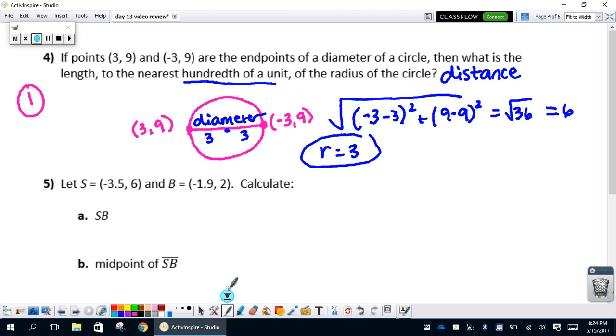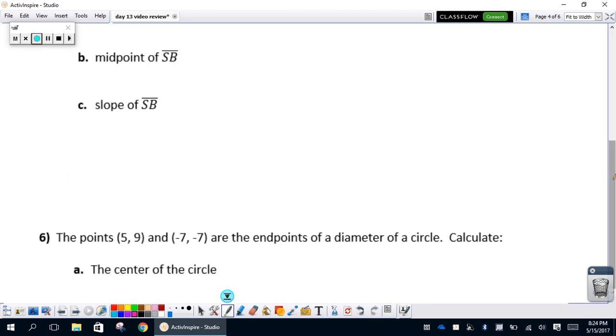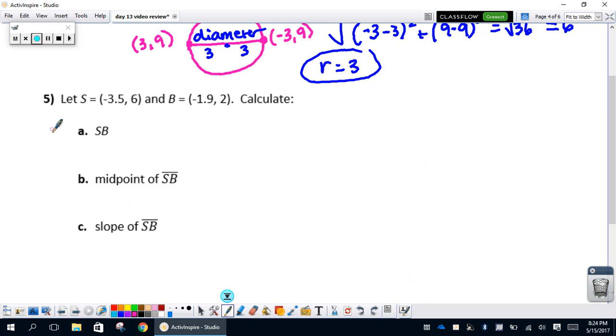Alright, 5A, B, and C. Finding distance, midpoint, and slope again. This is basic skills that you need to be able to do. So 1 point for the distance, 1 point for the midpoint, 1 point for the slope. I'll give you a hint: this is positive, this has a negative, and this is positive. Okay?